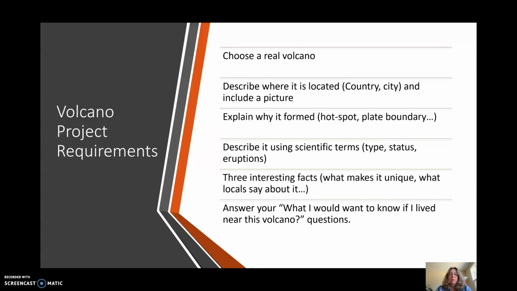What would I want to know if I lived near this volcano? What were your questions, and what are your answers now that you've learned more about it? This is going to give you an opportunity to use all that volcano knowledge that you got.